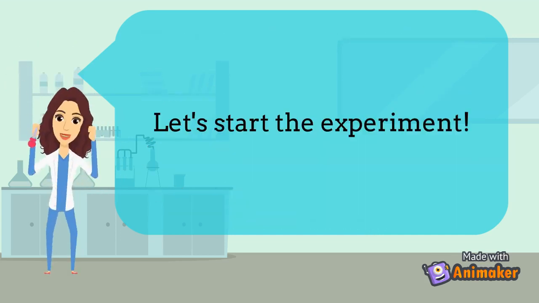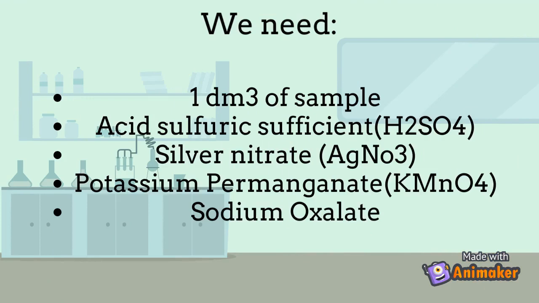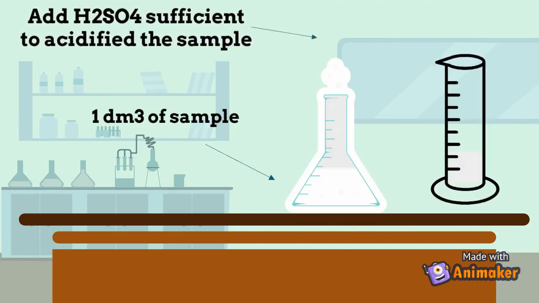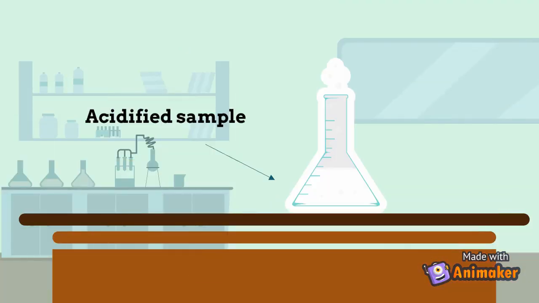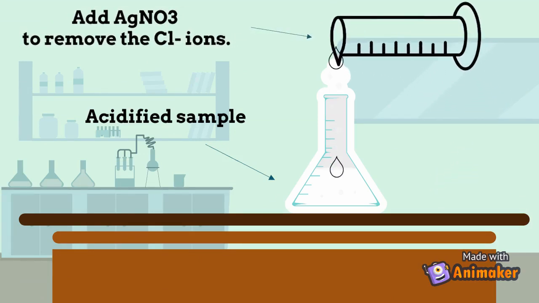Now, let's start the experiment. For this experiment, we need 1 cubic decimeter of sample, sulfuric acid H2SO4, silver nitrate AgNO3, potassium permanganate KMnO4, and sodium oxalate. First, add sufficient sulfuric acid to the 1 cubic decimeter of sample in the conical flask, to acidify the sample. Next, we add silver nitrate to the acidified sample, to remove the chloride ions.